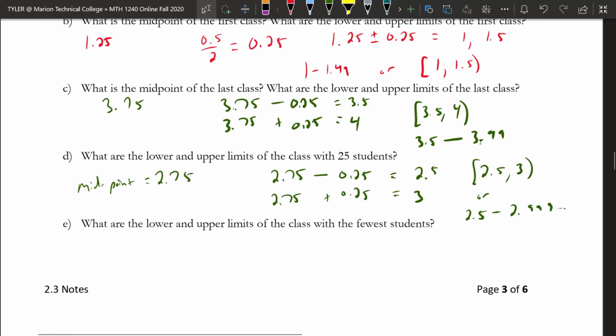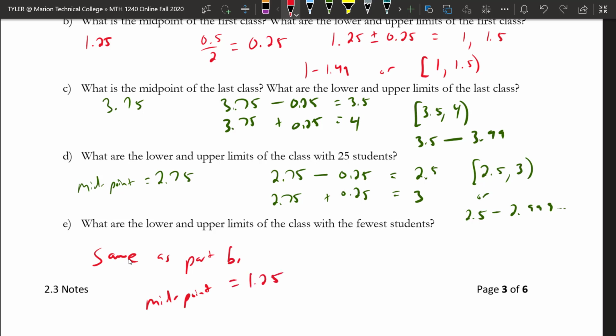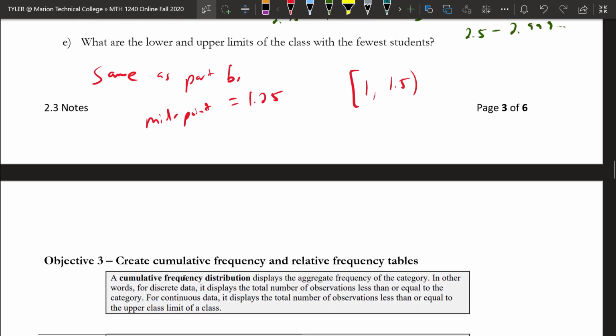Right? So we already did this work. This would be the same as part B, the same solution. So the midpoint for this is 1.25. Then the interval would be 1 to 1.5, just like we found above. Right?